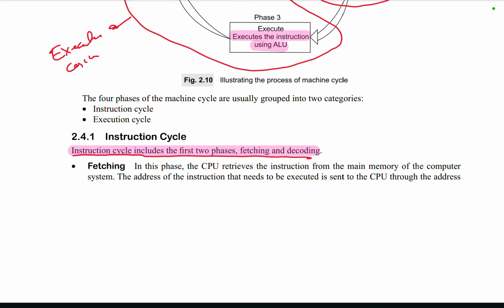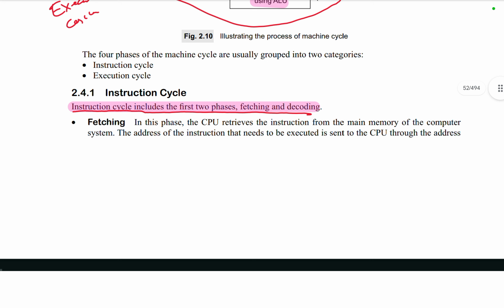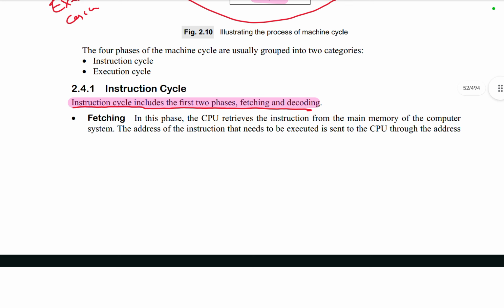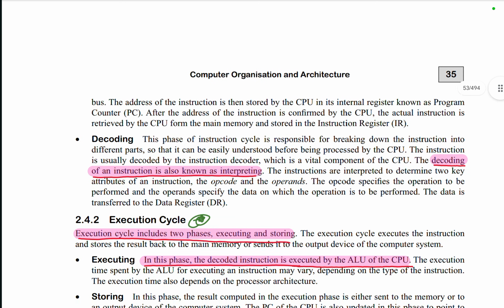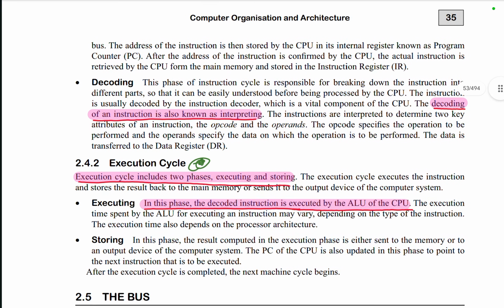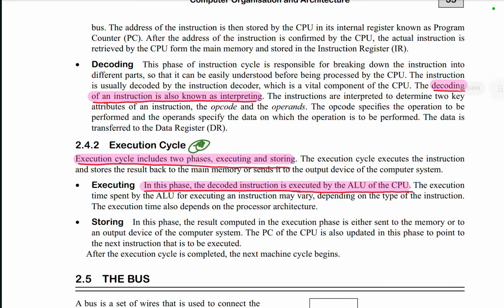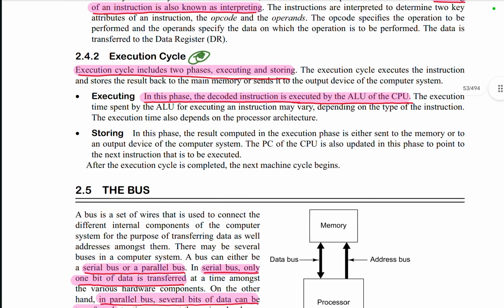and execution cycle. Instruction cycle includes the first two phases: fetching and decoding. Decoding of an instruction is also known as interpreting. Execution cycle includes the last two phases: executing and storing. In the executing phase, the decoded instruction is executed by the ALU of the CPU.